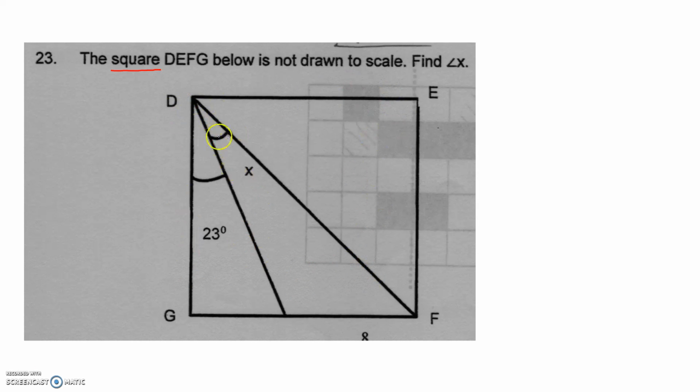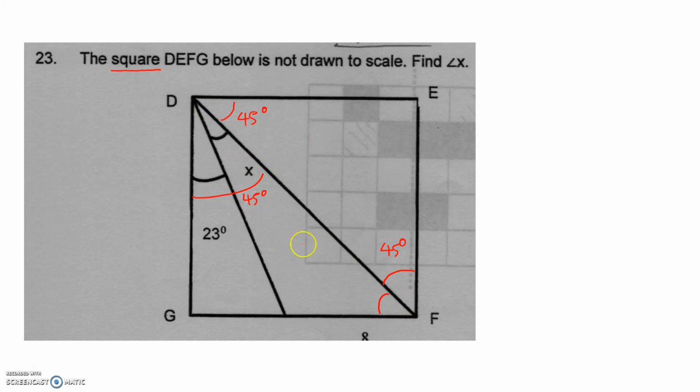If you have 4 sides equal, when you draw this line, D to F, it will separate the angle into half. So this is equal to 45 degrees. So this is 45 degrees. And this angle is 45 degrees because it's half.